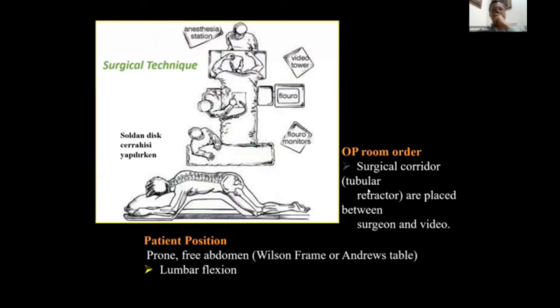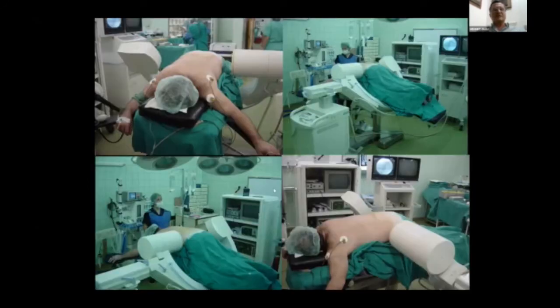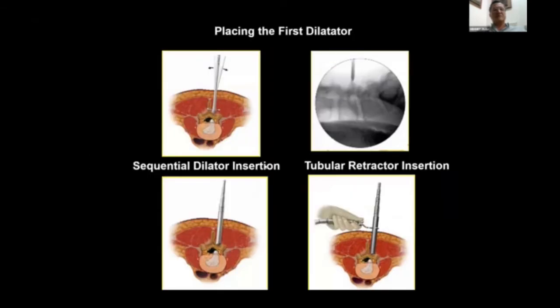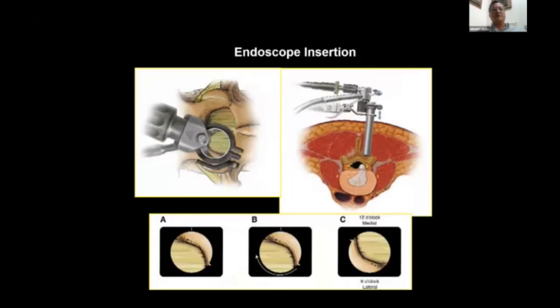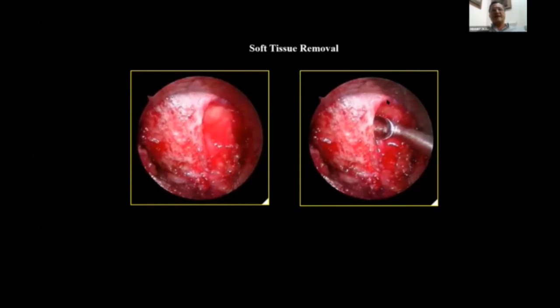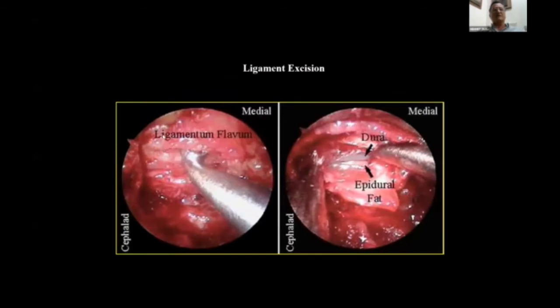This is the order. This is the system I was using at the beginning, and the guide wire placement, the later insertion, tubular retractor administration, then endoscope insertion. These are the steps. Then at the end, you see on one side the lamina edge, and you strap the ligaments from the lamina, and you can enter the ligaments and you remove a part of the ligament.